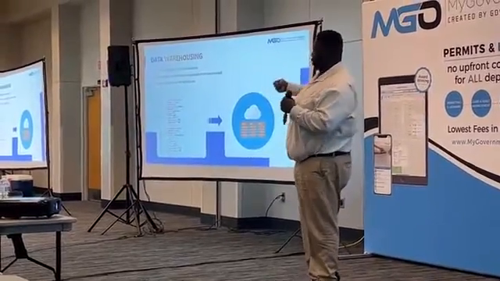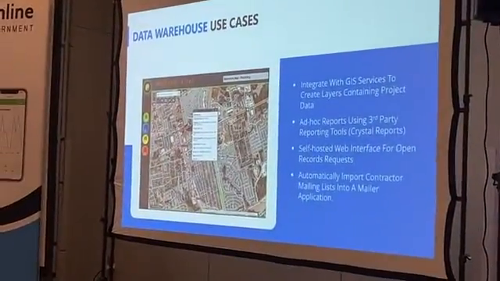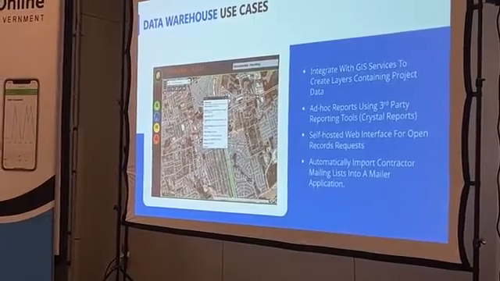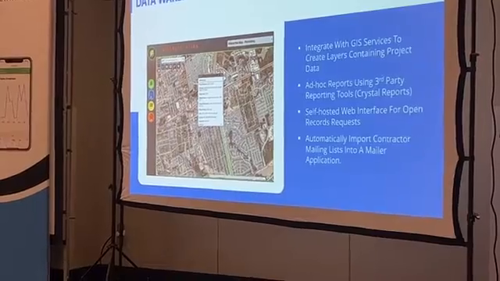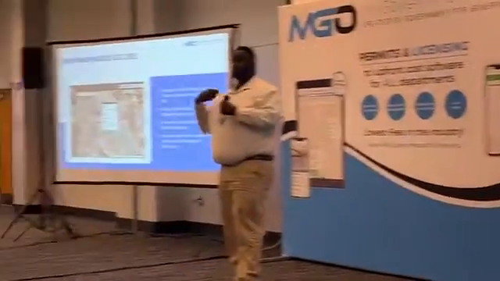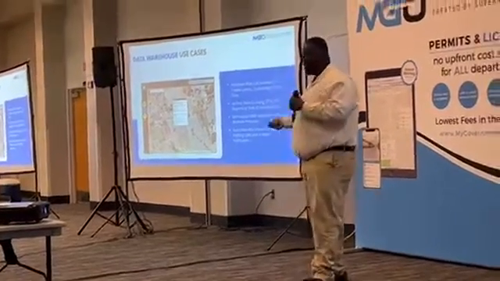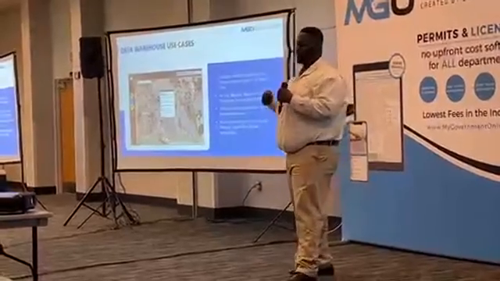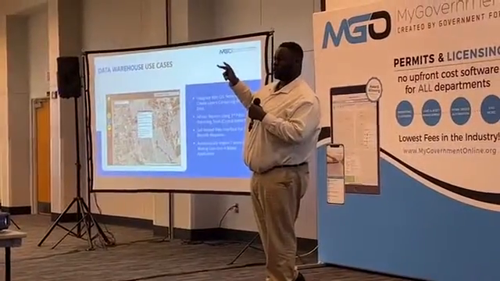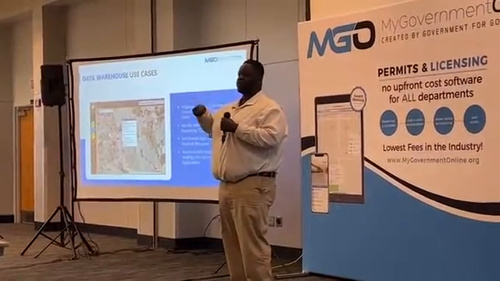A good use case that we see here, as you see in the article, is that they're able to take their information out of MGO and layer it on top of their GIS service. So you can click on an address and get project information from MGO. You can also use it for some ad hoc reporting on your side and for any type of open records requests. With the data that you took, you can make a report that will then display it for the public.